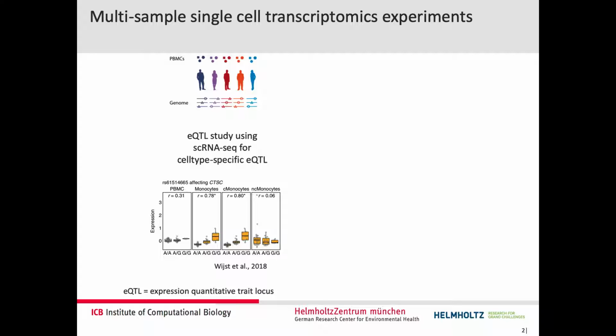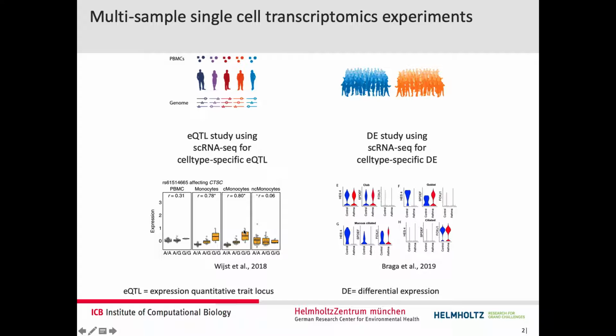A study that showed this very nicely in PBMCs was performed by the Frankel Lab. That's a picture from it, where they depicted here a monocyte-specific Eqtl. So you see no association in all cells. That would mean that you see no association in bulk, but you see a clear association in the monocytes, especially in the classical monocytes.